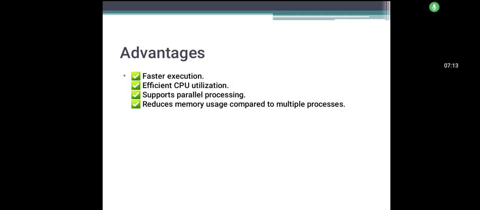And we discuss the advantages of threads. Faster execution, efficient CPU utilization, support for parallel processing, and reduced memory usage compared to multiple processes. These four are the main advantages of threads. And we see the disadvantages of threads: complex debugging, risk of deadlocks, and high context switching overhead. These three are the disadvantages of threads.